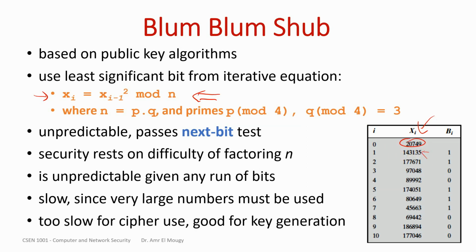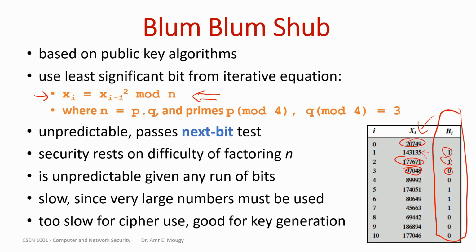If you convert it to binary, the last binary digit will be 1, because this is an odd number. X2 also generates an odd number. X3 generates an even number, and so the generated bit here is 0. This here is the sequence of bits that you take.